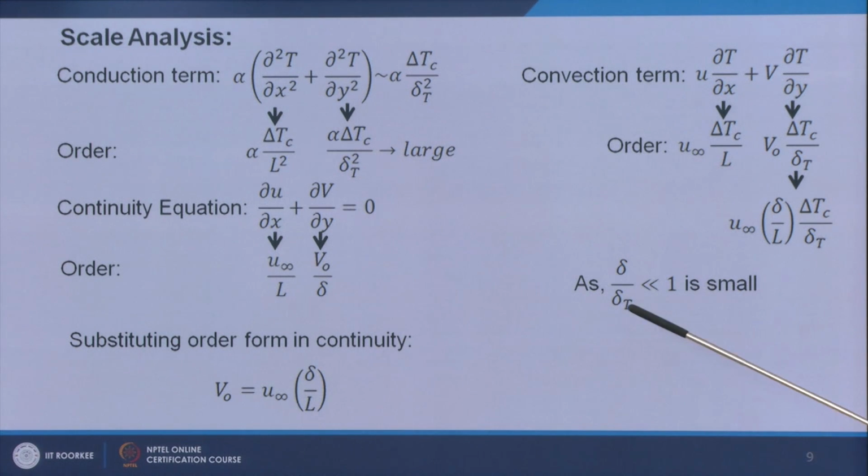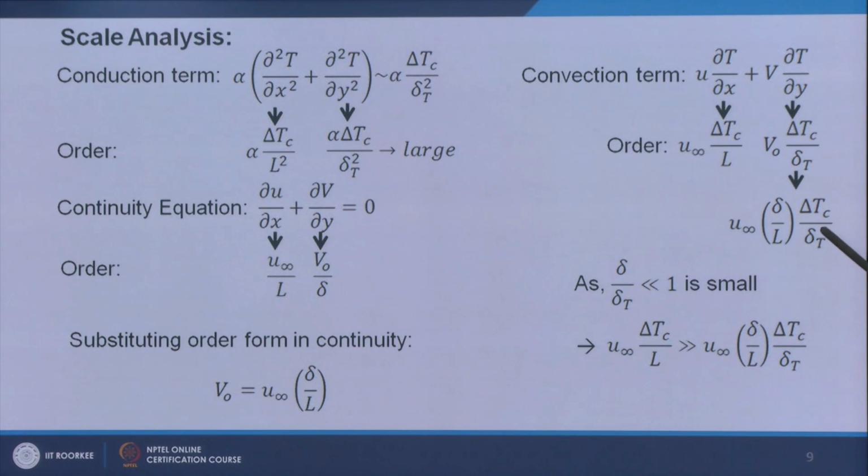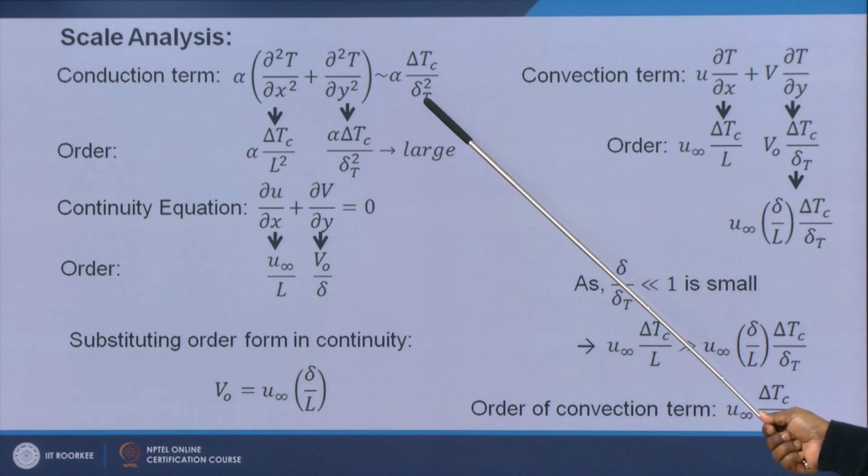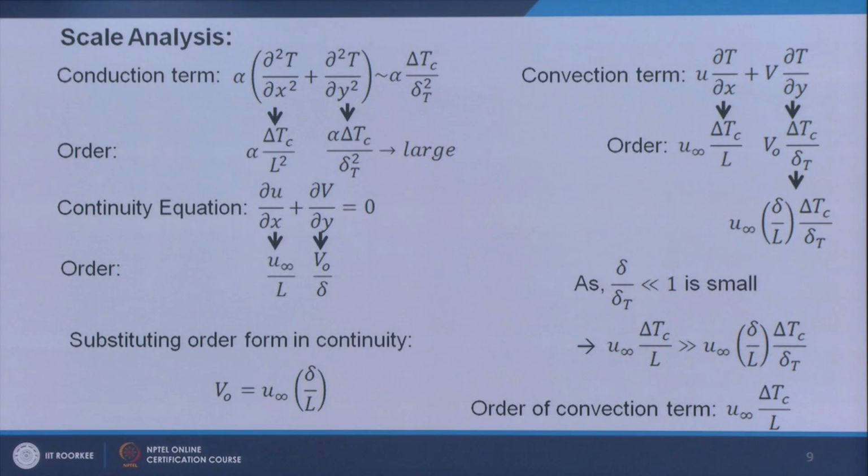Now we have considered initially that delta by delta T is actually a very small quantity. The thermal boundary layer actually dominates over the velocity boundary layer. So in this case we will find that this term becomes the dominant term for the convection. Okay, so this is lesser, this is greater than this one. So our convection becomes of the order of u infinity delta Tc by L. Conduction, as we already said, is alpha into delta Tc by delta T square.